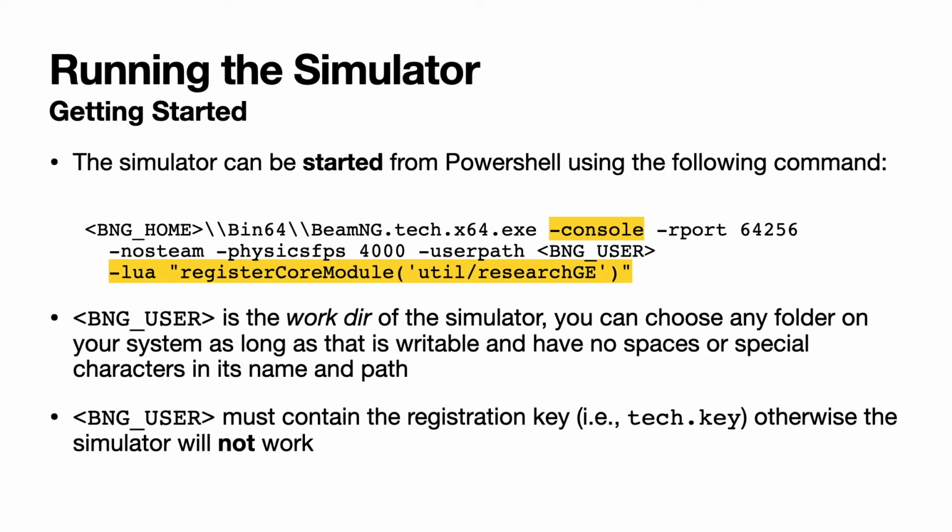Another way to run the simulator, if you want to script it, is to run it through the PowerShell command line. I don't expect that you are going to type this command. This is just to illustrate that the exec takes some parameters, for example, the console to see the console of the simulator while it's running. You're going to see later that it's the default behavior when you use the API. And then the important part is this register core module util research GE, which is basically the API that will let us connect via Python to the simulator.